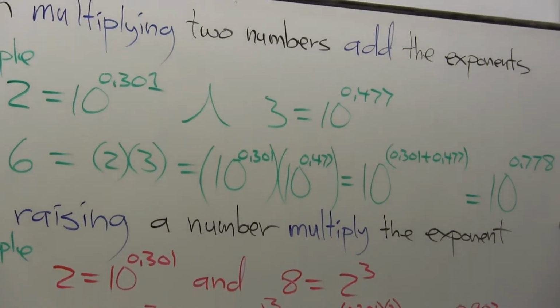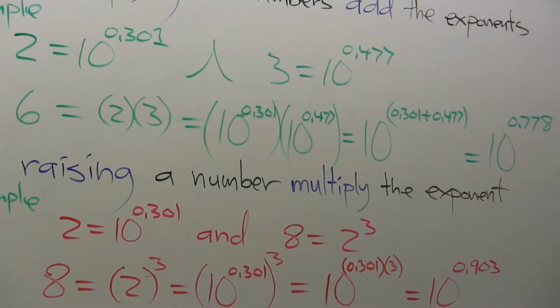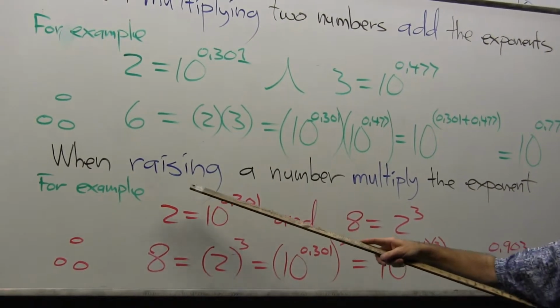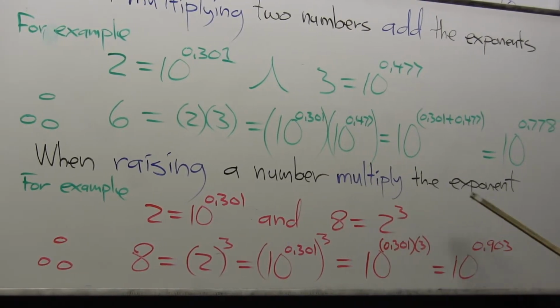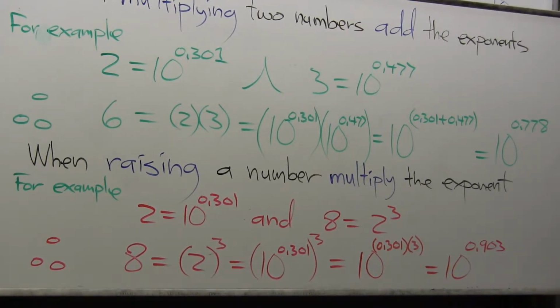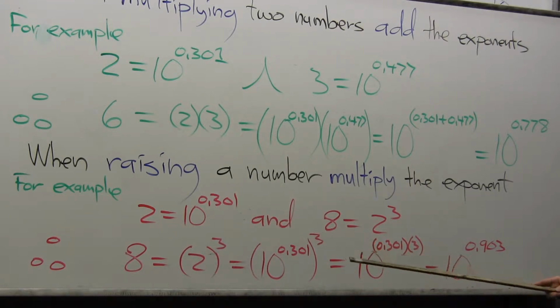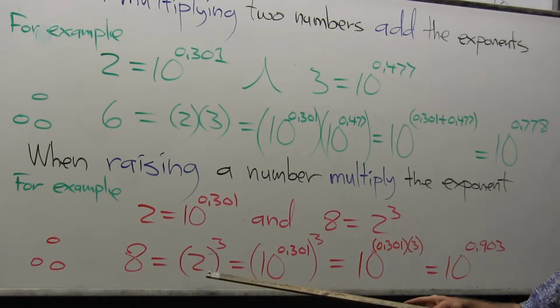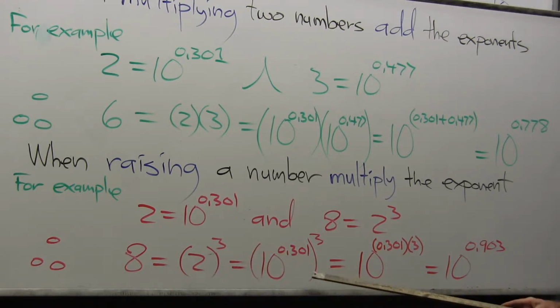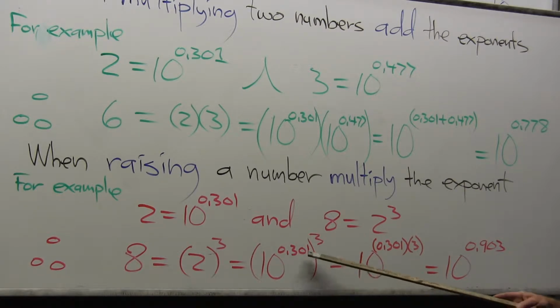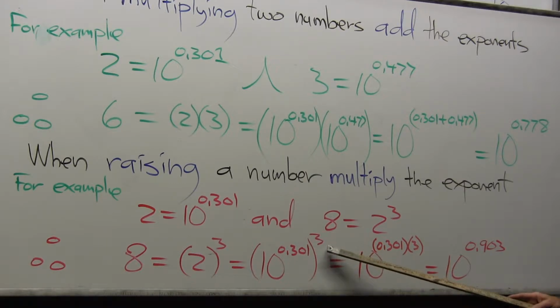And the other thing we're going to need to do is, when raising a number to a power, multiply the exponent. Again, knowing when to add, when to multiply. For example, if 2 is equal to 10 to the 0.301 and 8 is equal to 2 cubed, 2 raised to the third power, well, therefore, 8 is equal to 10 to the 0.301, quantity raised to the third power.